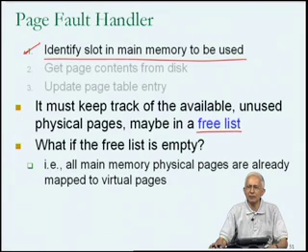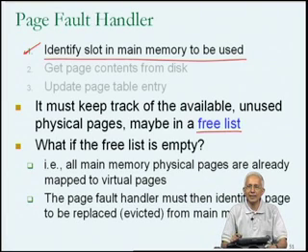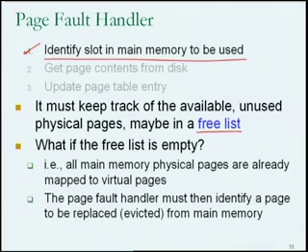Then what the page fault handler will have to do is to actually make space within the main memory by evicting one of the currently used main memory pages or physical pages. So, the page fault handler must then identify a page to be replaced or evicted from main memory. Once one of the currently used pages in main memory is evicted, then the required page which caused the page fault can be read from disk into that particular location in the main memory. So, this is an additional functionality that would have to be taken up by the page fault handler: the task of identifying a page for replacement or eviction from main memory.